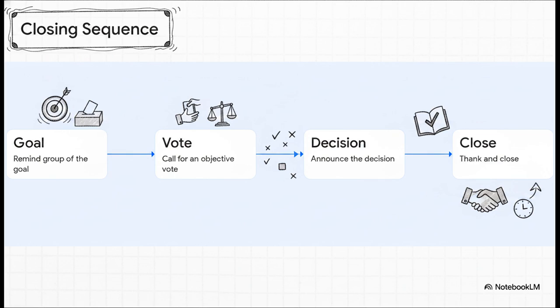The chair leads this vital closing sequence. Step 1, they concisely remind the group of the meeting's original goal. Step 2, they call for an objective vote. And it is so critical that this vote is based purely on the evidence presented, not on team loyalty or personal preference. Step 3, the chair formally announces the endorsed or rejected decision. And step 4, they thank the participants and professionally close the session.